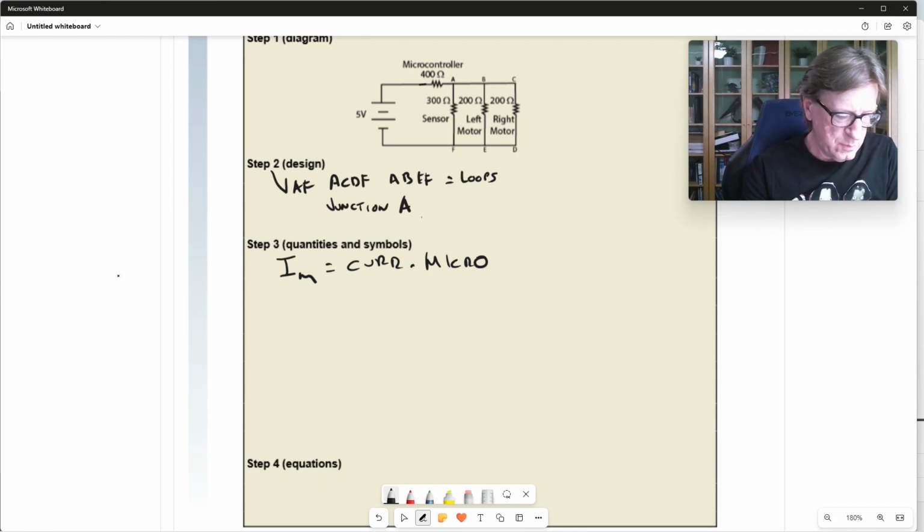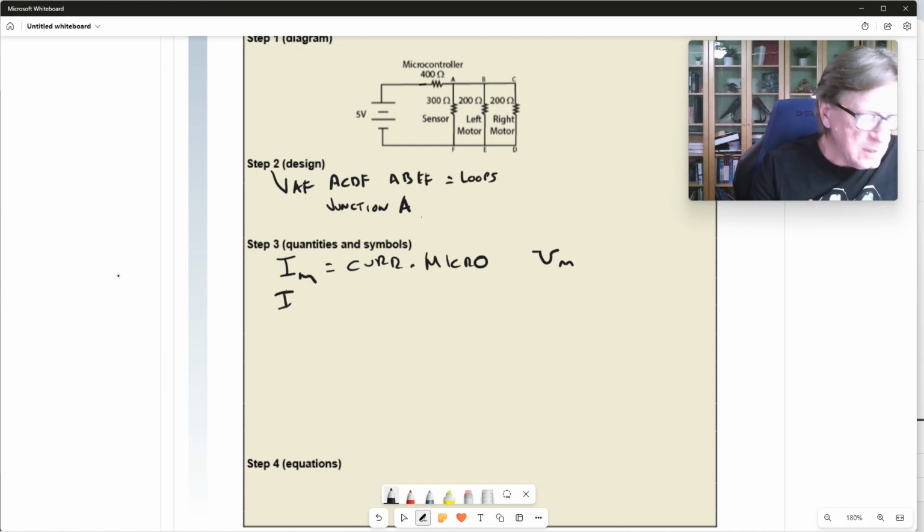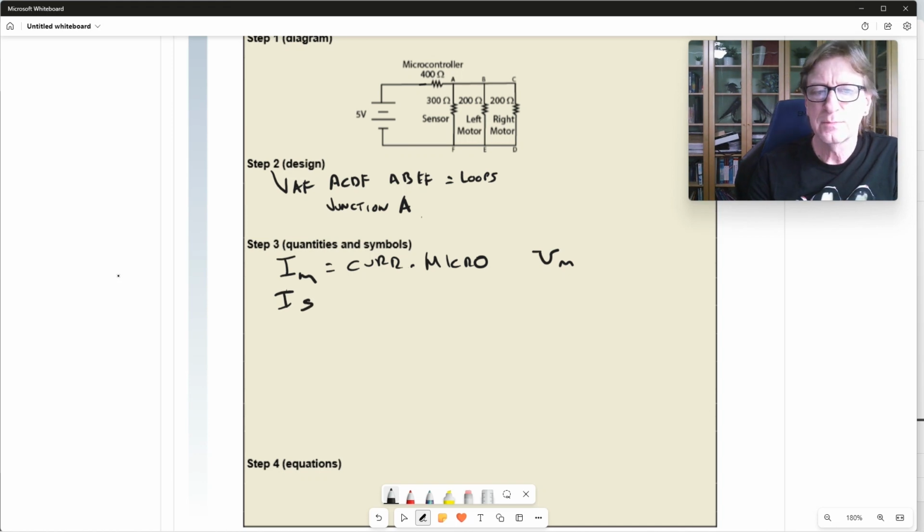And then we will talk about the voltage across the microcontroller. We'll talk about the current across the sensor. The voltage across the sensor, and you should write all these out. These are not technically going to be unknowns, right? Well, these are going to be unknowns that we're going to put into our simultaneous equations for that.